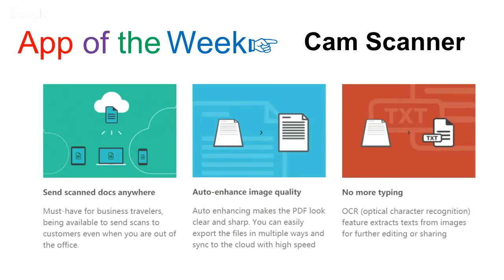They have three versions: a free version, a pro version, and a business version. The pro version is about $5 a month, and the business version is closer to $10 a month. But for most people, you don't need anything more than the free. You can auto enhance the image quality, and it'll do OCR, optical character recognition. So if you don't have Google Drive, or you don't want to use that, and you want something a little bit more full featured, you can use our app of the week, CamScanner.